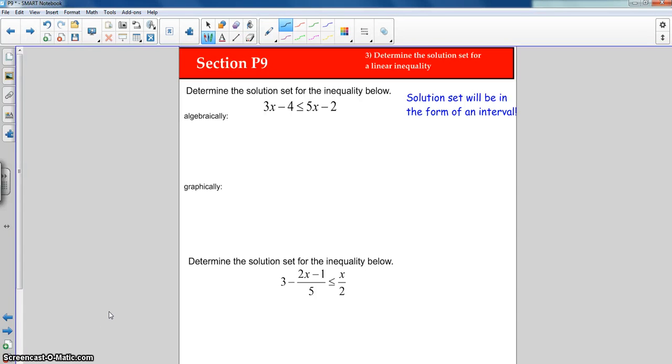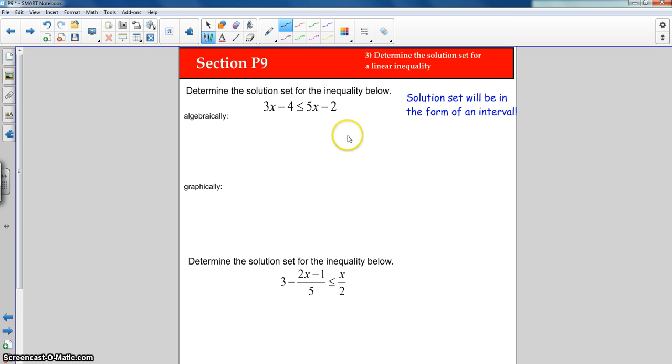The next skill in P9 is to be able to solve a linear inequality. The answers that we get are actually going to utilize solution set notation that we just watched a video on. So the idea with solving a linear inequality is, think of it as solving it with an equal sign. How would you do that? Well, you'd get the x's alone on one side and you'd get everything else on the other side.